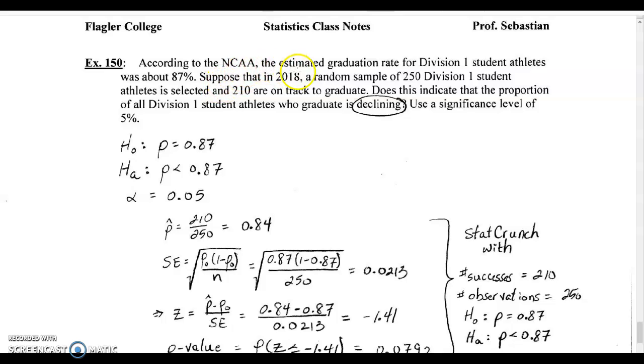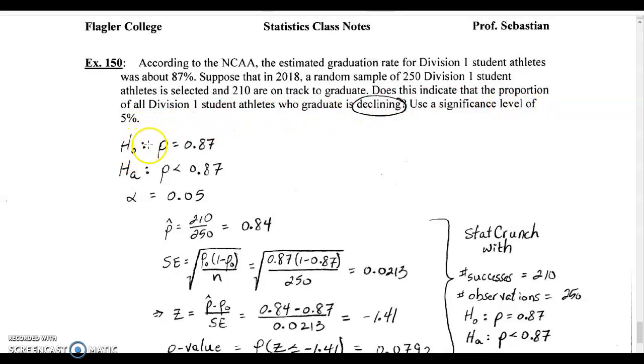Suppose that in 2018, a random sample of 250 Division I student athletes is selected, and 210 are on track. So 210 of these 250 are on track to graduate. The question we might be concerned with is, does this indicate that the proportion of all Division I student athletes who graduate is declining? Declining is a key word here. That means the alternative hypothesis will want to be less than. So we'll use the significance level of 5%.